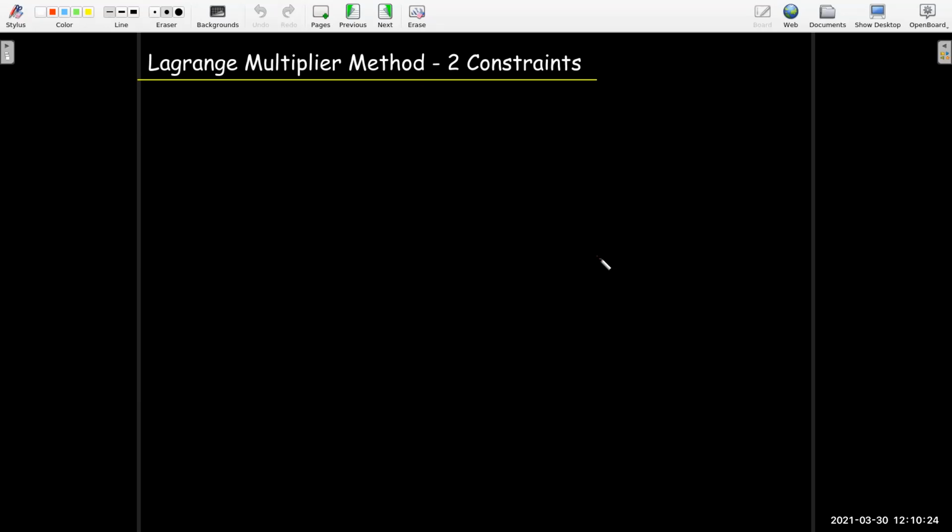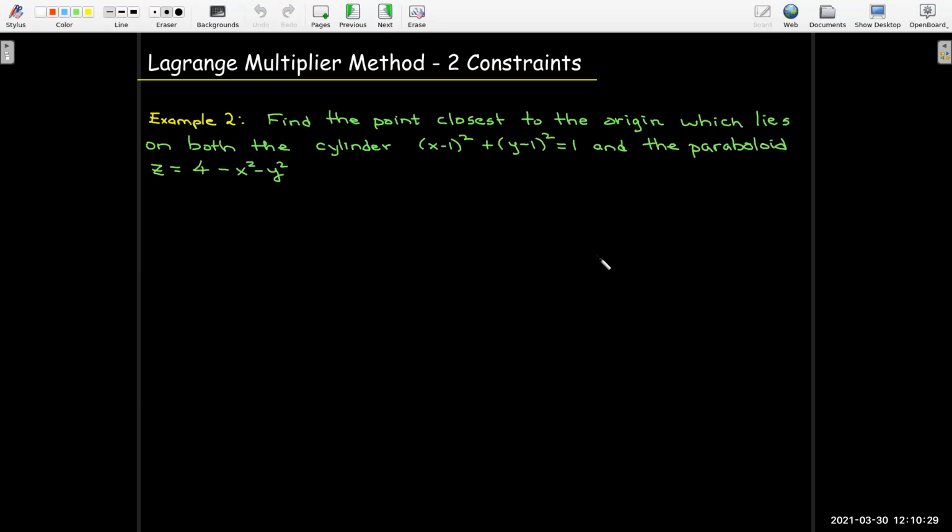What if I have two constraint equations? Let's start with an example. I'd like to find the point closest to the origin, which lies on both the cylinder, (x minus 1) squared plus (y minus 1) squared equals 1, and the paraboloid z equals 4 minus x squared minus y squared.